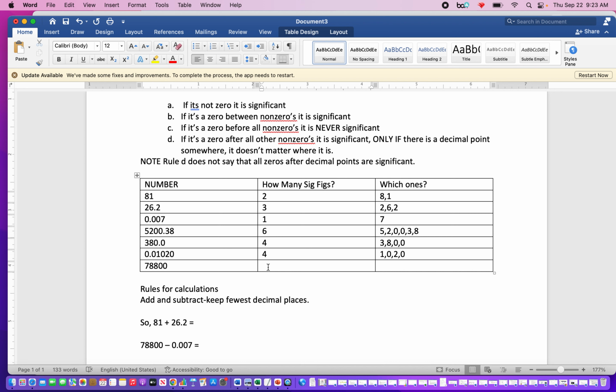And on the last one, it looks to me like the 7, the 8, and the 8 should all count. Those zeros are after non-zeros. That's rule D. Zeros after all non-zeros are significant only if there's a decimal point. I don't see a decimal point. You can't assume a decimal point. It has to be written there to count. I don't see one. I see 3 sig figs, the 7, the 8, and the 8.